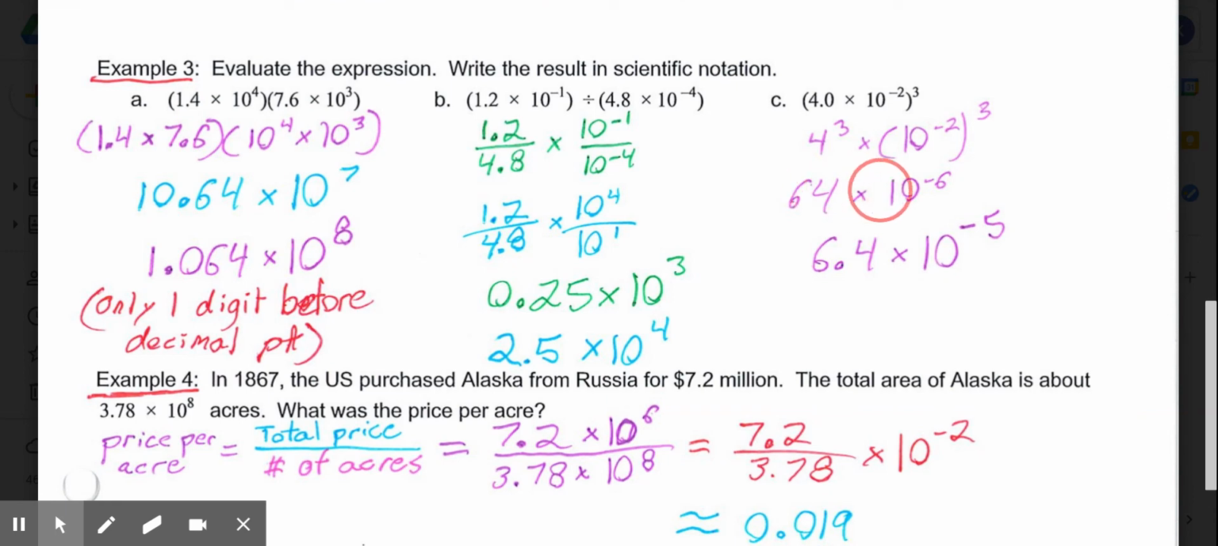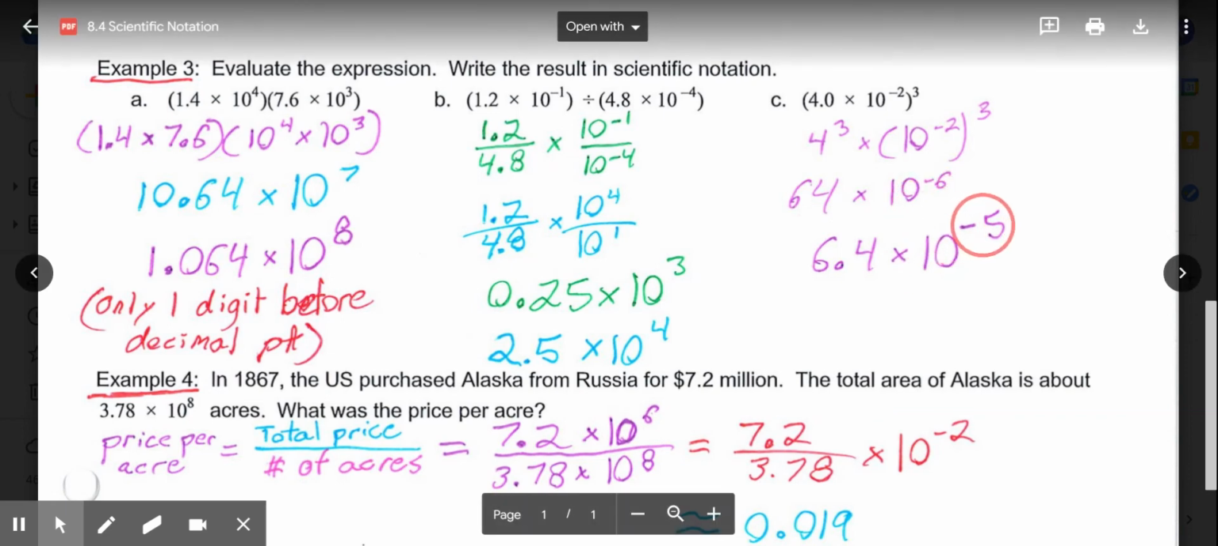So we have 64 times 10 to the negative 6, but the decimal on 64, to be in scientific notation, needs to go between the 6 and the 4. So we'd be moving it one spot left. So the 10 to the negative 6 now becomes 10 to the negative 5th. So we have 6.4 times 10 to the negative 5th.